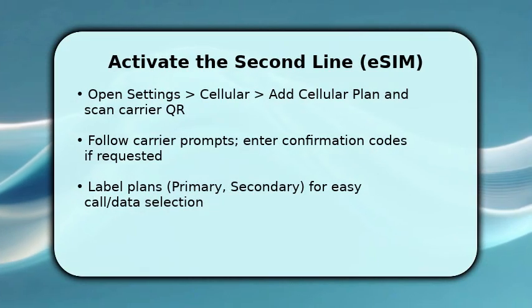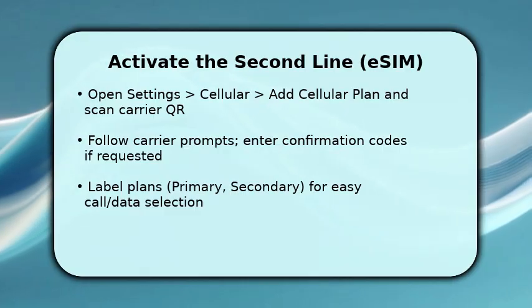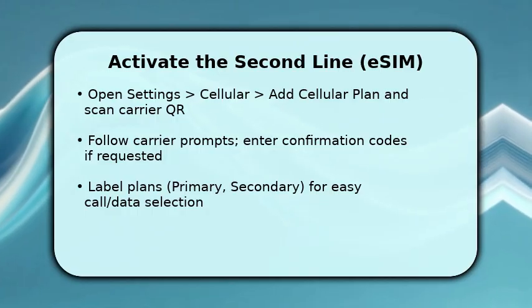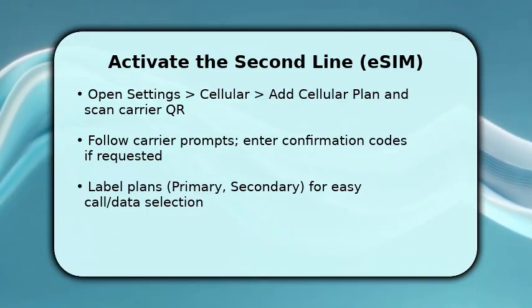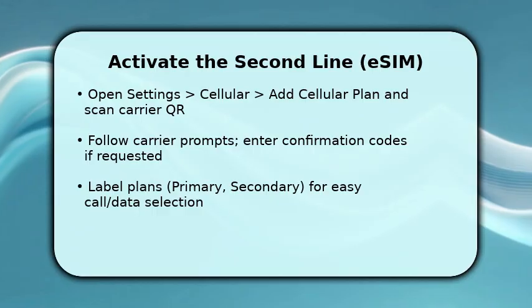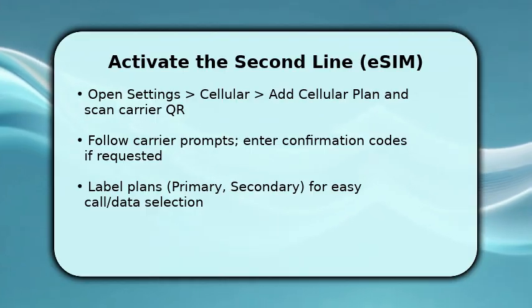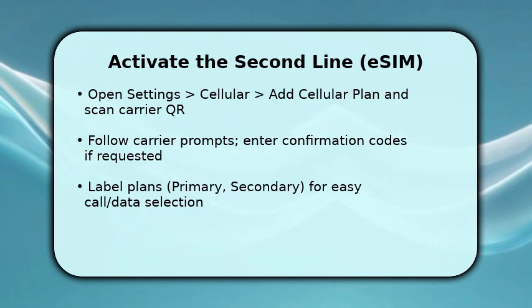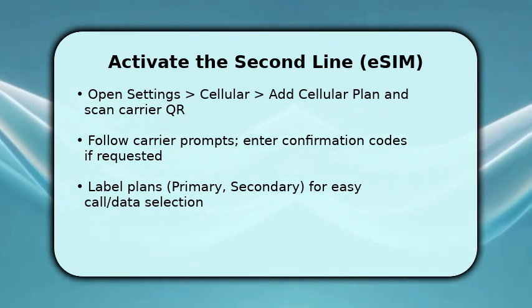You now activate the eSIM while keeping the physical SIM active. Open Settings, tap Cellular, then add Cellular Plan and scan the QR code provided by your carrier or use the carrier app to install the eSIM profile. Make sure to follow any carrier prompts and enter confirmation codes. This authorizes the line. Once the plan is added, label each line so you can distinguish voice, text, and data usage. Because lines coexist, assigning a default line for cellular data avoids accidental charges.